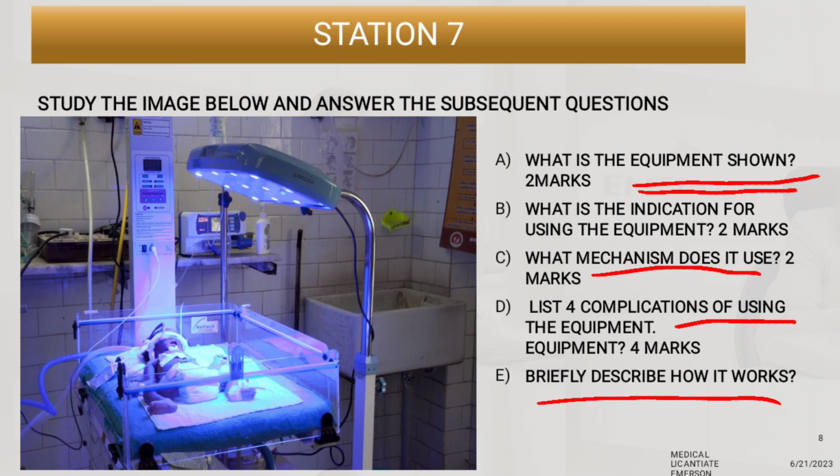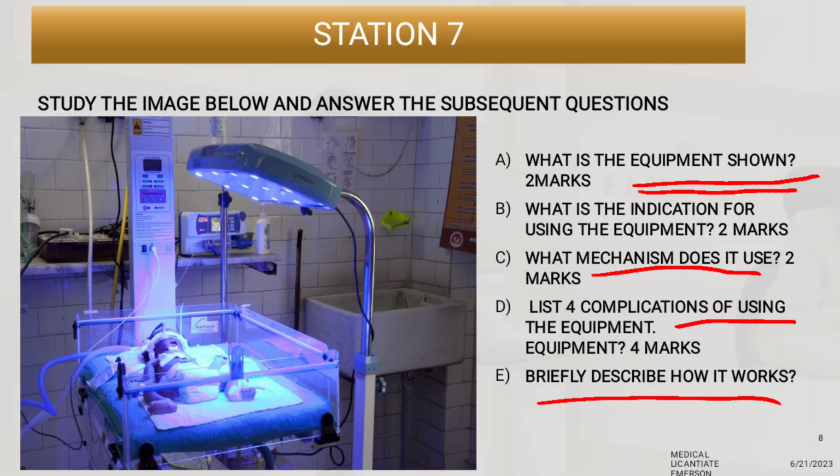And then the other thing they might ask on this question is one contraindication. One contraindication you can put is conjugated hyperbilirubinemia. Remember we said it is indicated in unconjugated, so for contraindication you can put conjugated hyperbilirubinemia.